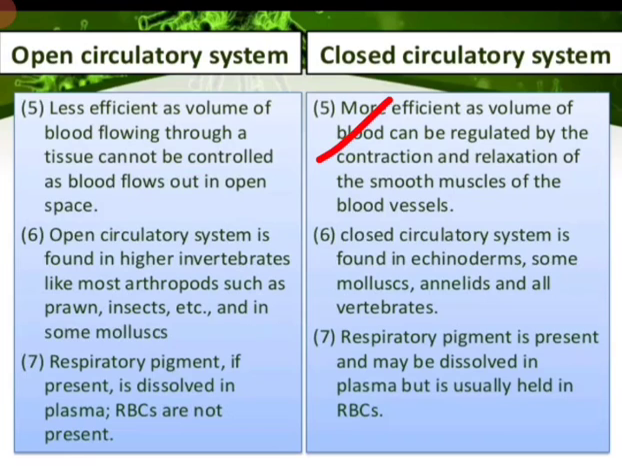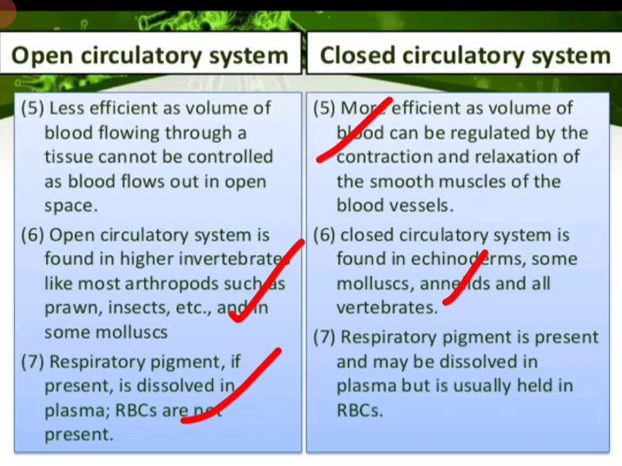Open circulatory system is found in higher invertebrates, like most arthropods such as prawn, insects, etc. And closed circulatory system is found in echinoderms, some molluscs, annelids and all vertebrates. So in arthropods the open circulatory system is found, and in echinoderms, molluscs, annelids and all vertebrates, which type of circulatory system can we see? Closed circulatory system. Respiratory pigment is present in the plasma, dissolved in plasma.